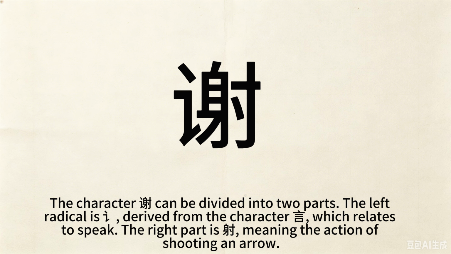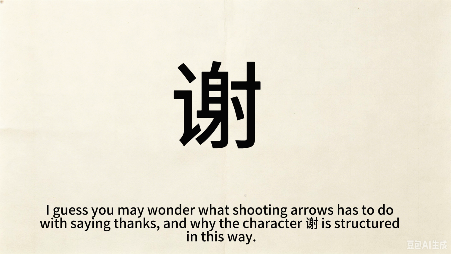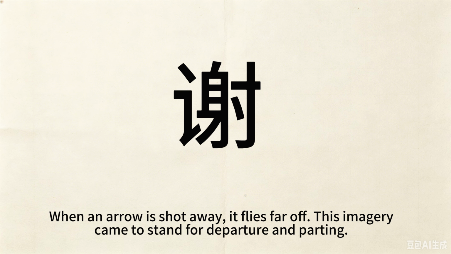The character 谢 can be divided into two parts. The left radical is derived from the character 言, which relates to speaking. The right part is 射, meaning the action of shooting an arrow. I guess you may wonder what shooting arrows has to do with saying thanks, and why the character 谢 is structured in this way. When an arrow is shot away, it flies far off.